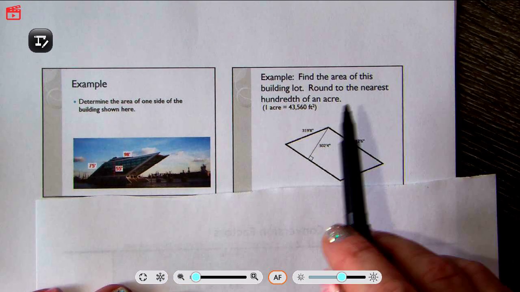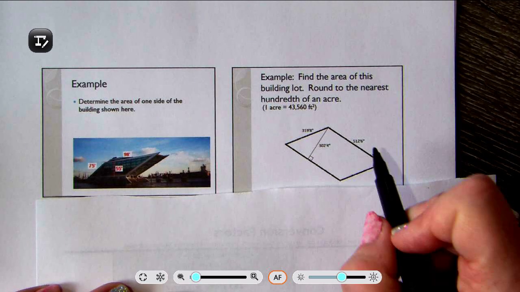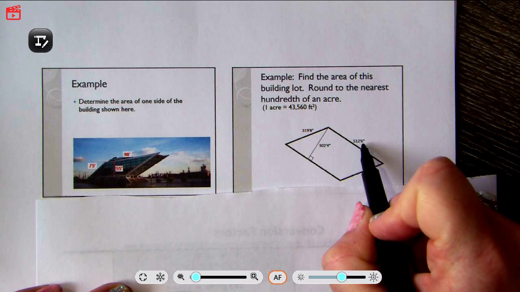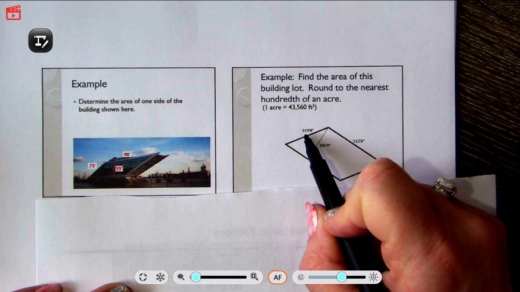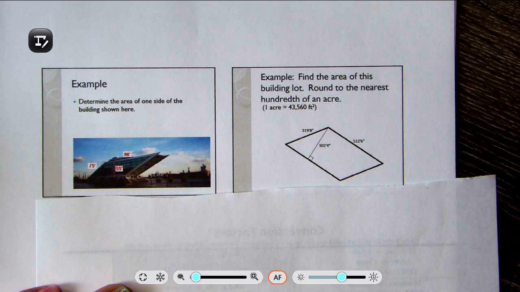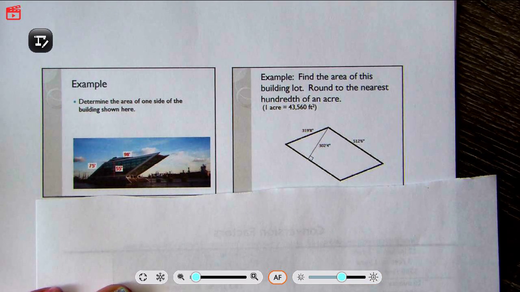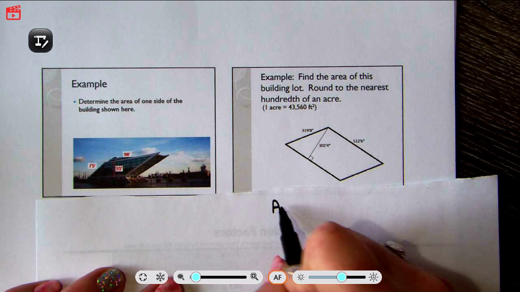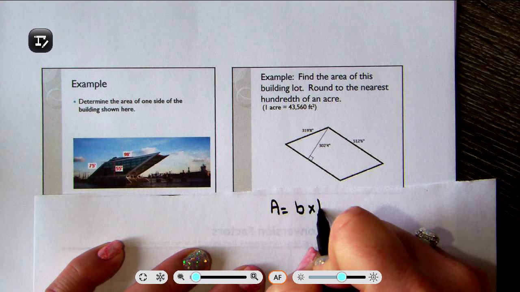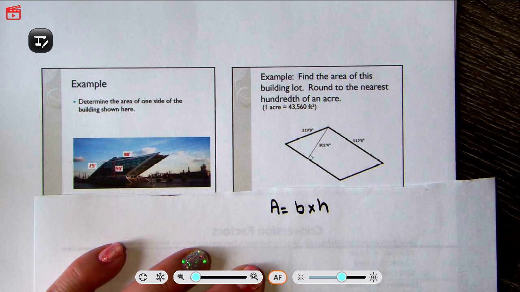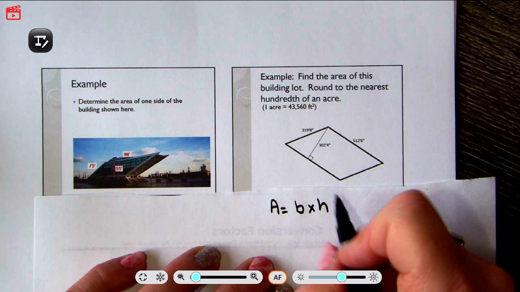But first thing we need is our area in square feet. So this is 512 feet 6 inches, this is 302 feet 4 inches, and this is 319 feet 8 inches. And we are told that from here down, that's a perpendicular line. So the area of a parallelogram is your base times your height. So our height is going to be that 302 feet 4 inches.